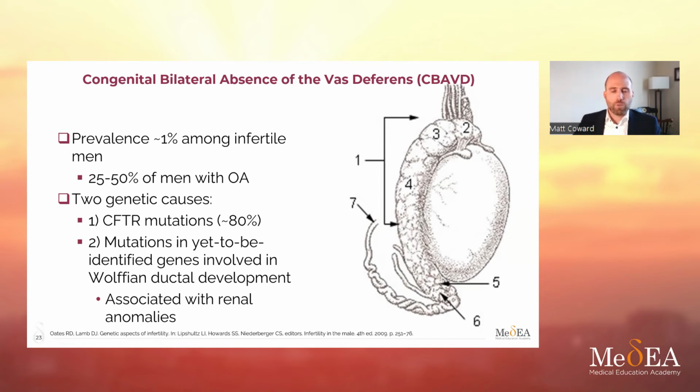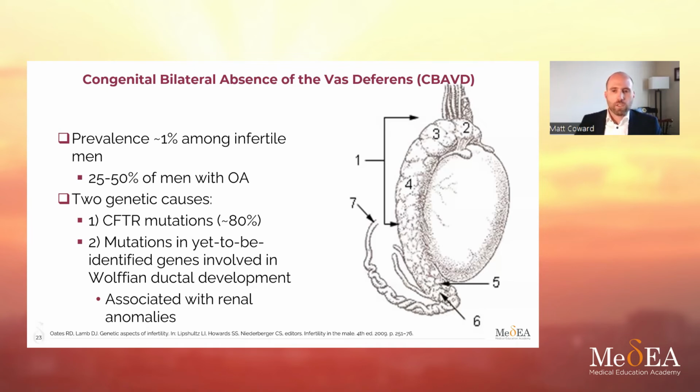And the reason that people develop this is most commonly from cystic fibrosis mutation. So about 80% of men with CBAVD harbor a CFTR mutation. And then among those who don't, those are mutations in yet to be identified genes involved in Wolffian ductal development. And those men can often have renal anomalies as well.